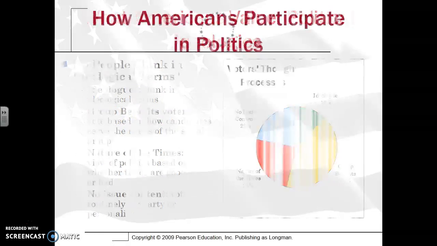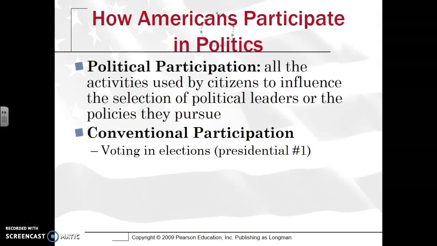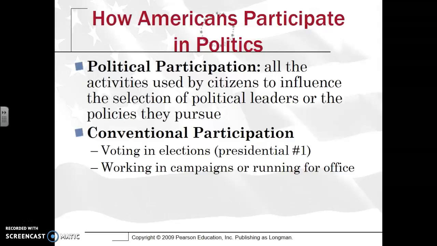How can they benefit? So when we look at political participation, and these of course are activities used by citizens to influence the selection of political leaders or the policies they pursue. Well, how do normal people participate in politics without being the president? Well, the most common form is actually voting in presidential elections, more specifically. That's the number one way of conventional participation that has shown up in previous AP Gov exams.